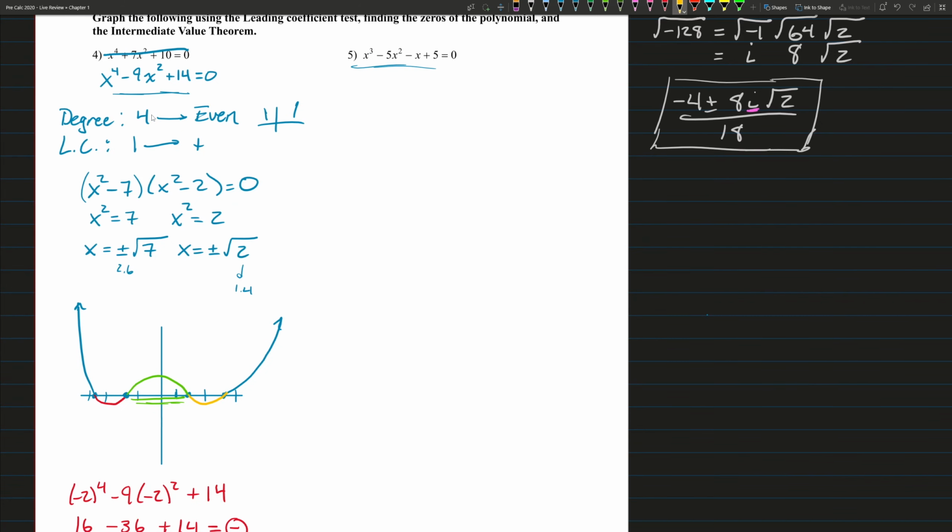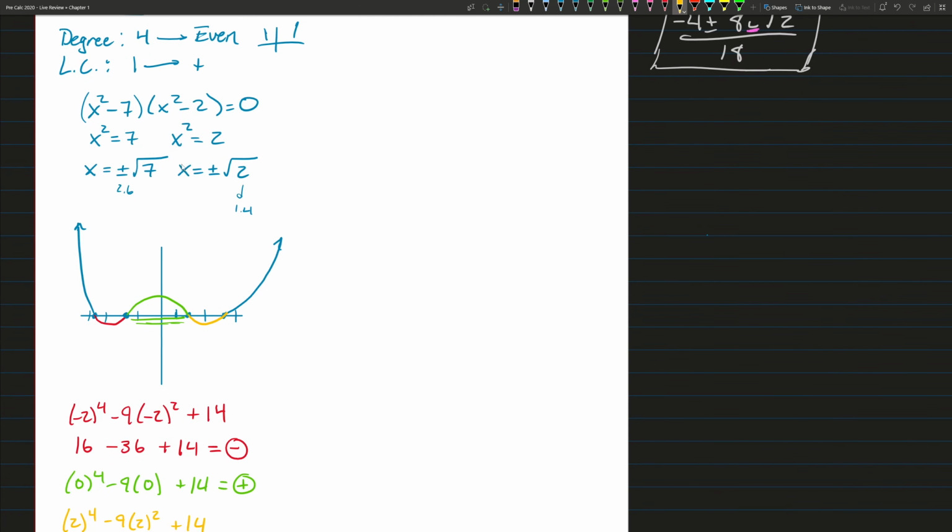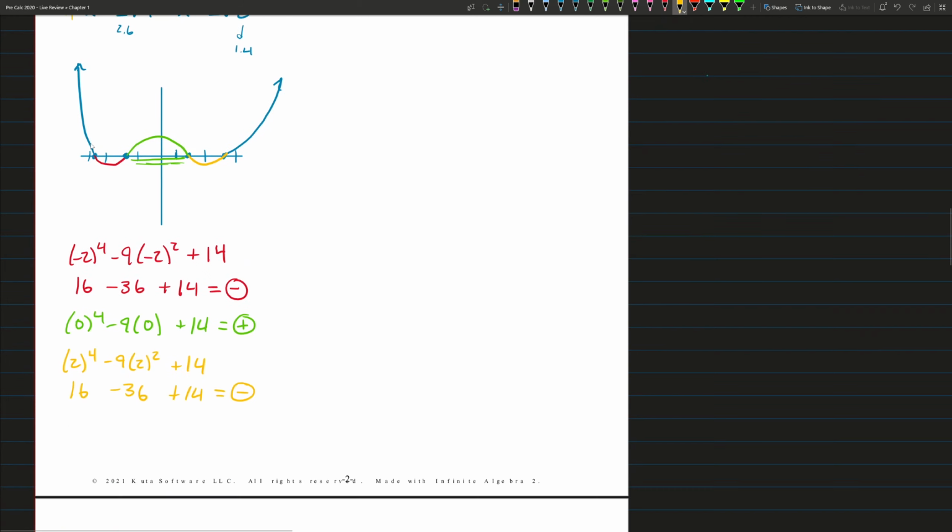So the leading coefficient test up front, finding the zeros right here, plotting those zeros, and then testing in between each set. And those are the colors that I have. Okay, so there's a lot of steps there, but a lot of it's stuff we've already done. It's just putting it all together.